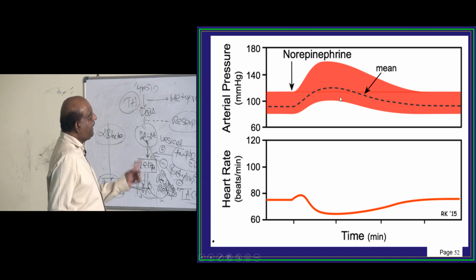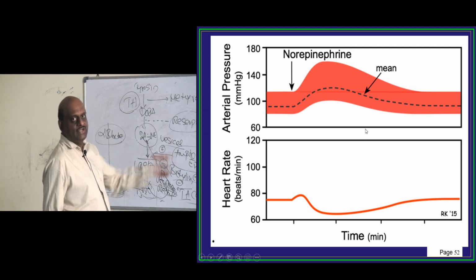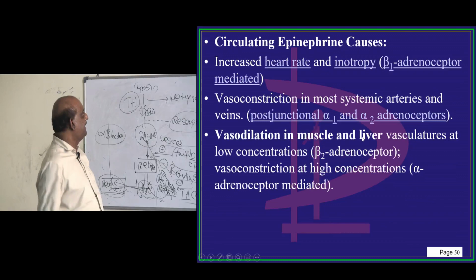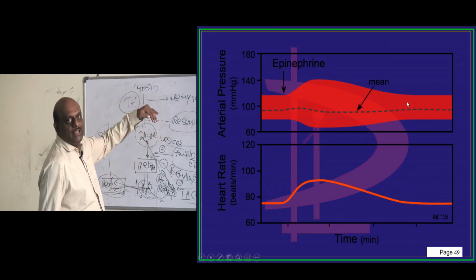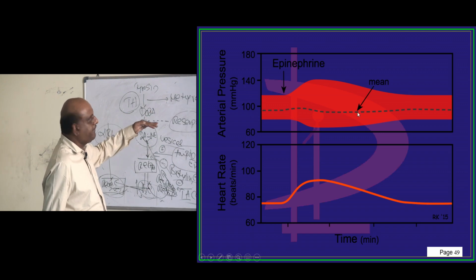Hence both systolic and diastolic BP are increased, and mean arterial pressure also is increased. Whereas a fall of the diastolic BP with a rise of the systolic BP, with not much effect on mean arterial pressure, is the feature of epinephrine.